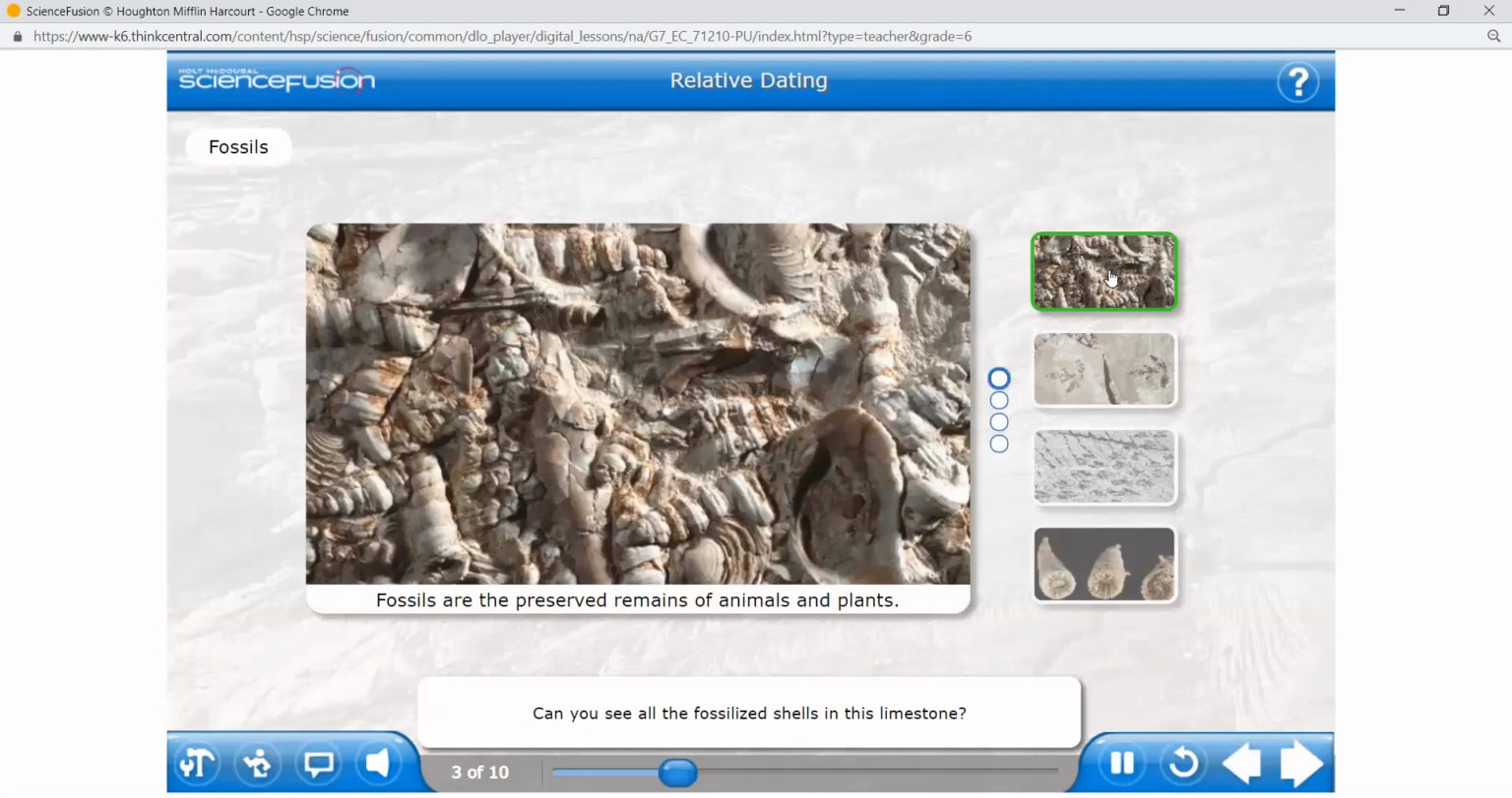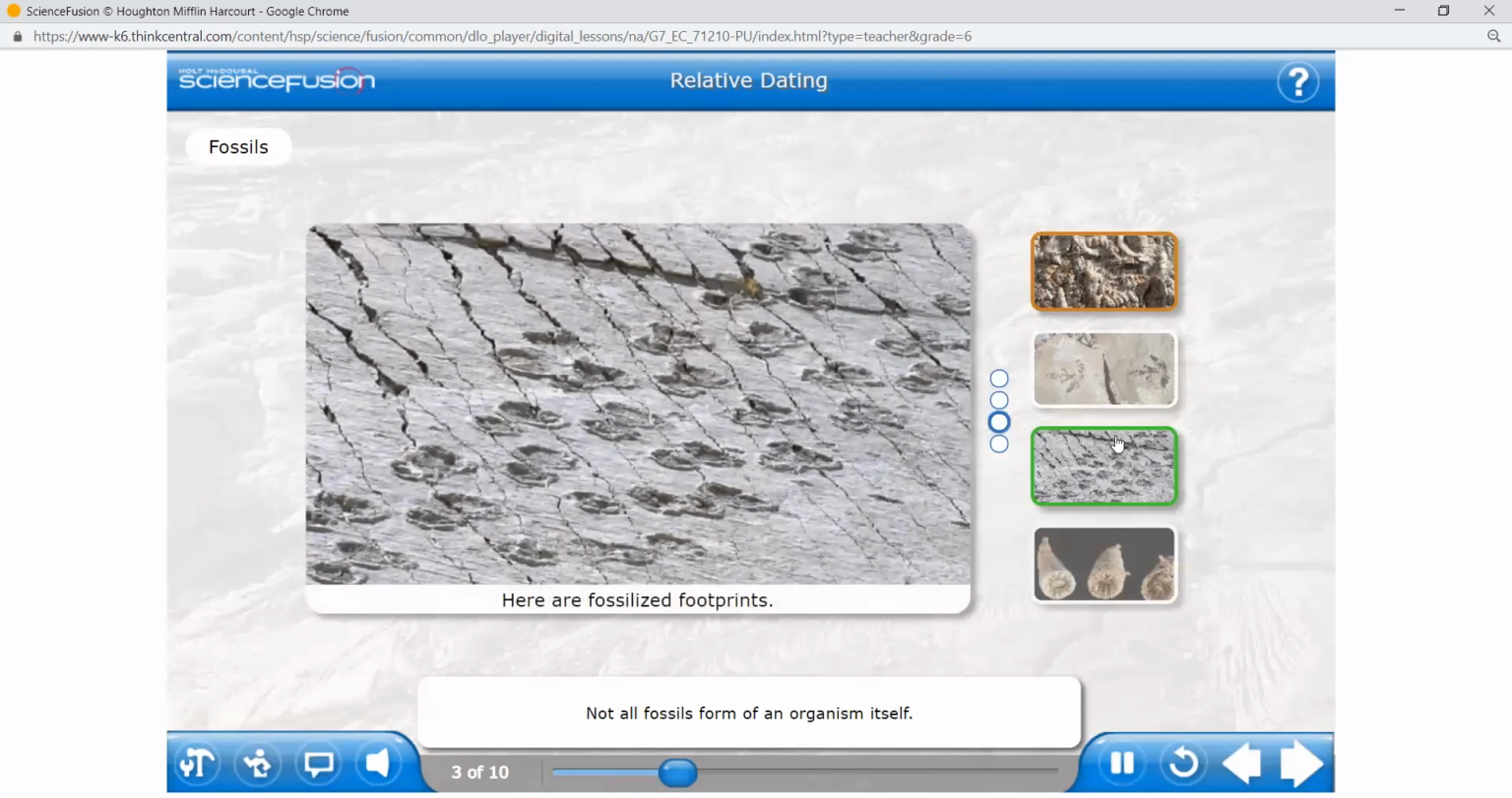Can you see all the fossilized shells in this limestone? Some fossils, like these, form when minerals replace the hard body parts of dead organisms. Not all fossils form of an organism itself. Instead, fossils might form of footprints, dung, evidence of food storage or eating, and so on. This type of fossil is called a trace fossil. Trace fossils often give information about an organism's behavior, habitat, or diet.